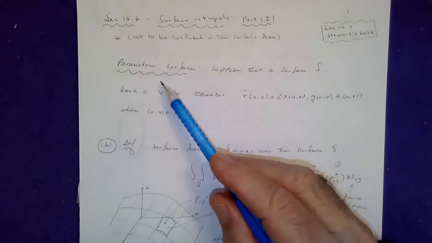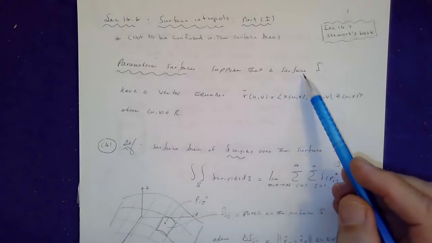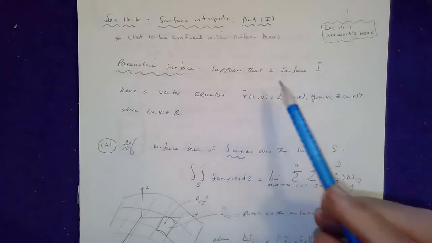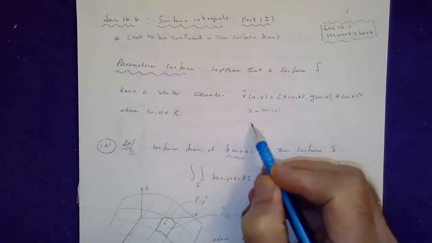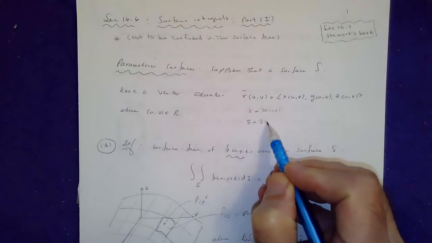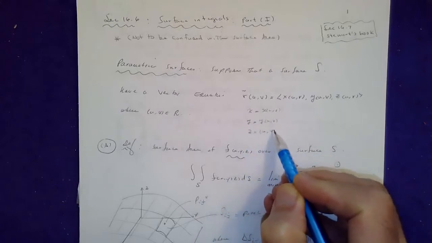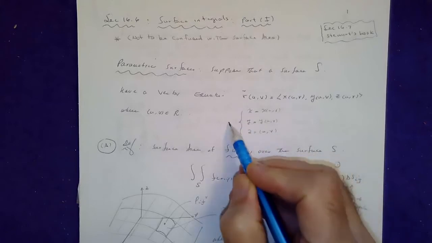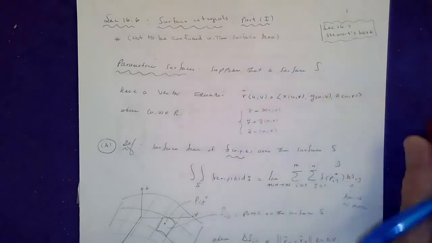So what we have to do is, suppose we have a parametric surface. Suppose that S is a surface with parametric equations x is equal to some function of u and v, y is equal to some other function of u and v, and z is equal to some other function of u and v. So these are parametric equations of the surface, correct?